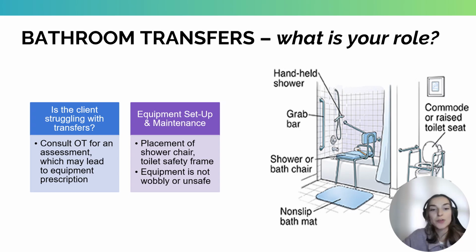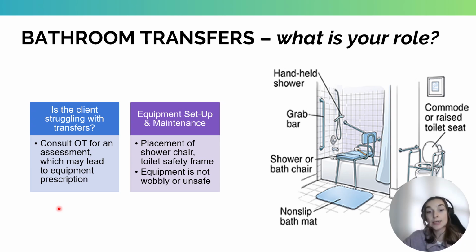So now let's talk about transfers in the context where they commonly occur and where your supports can take place. So the first is bathroom transfers. What is your role? Well, first, because of your direct supports, you might be more likely to notice when a client is struggling or if there's been a change in how they're transferring. So for example, what you might notice is that a client getting on and off the toilet looks really effortful. They might be trying to reach for things like the counter nearby or the wall to help them. And they might look quite unsteady when getting in and out of the shower. In that case, you'd want to talk to your service coordinator and consult OT for an assessment.